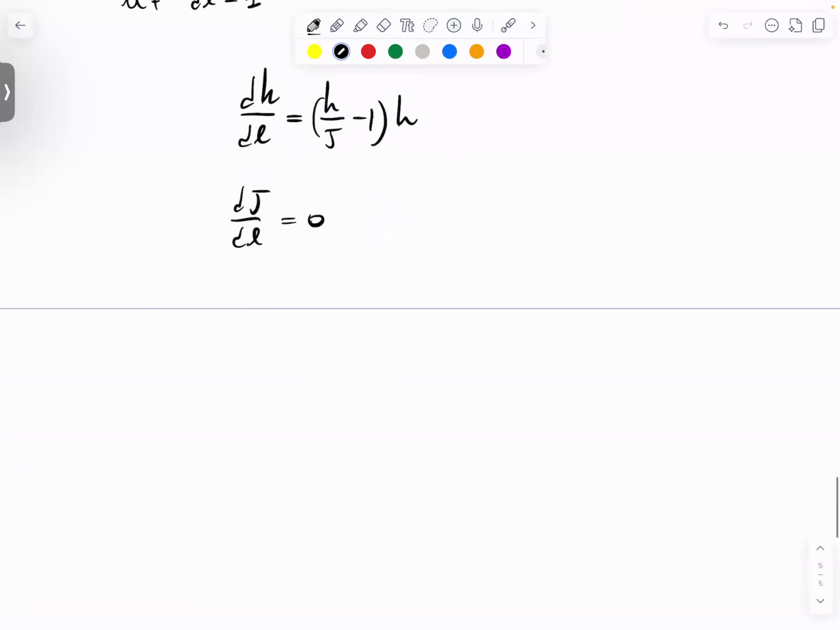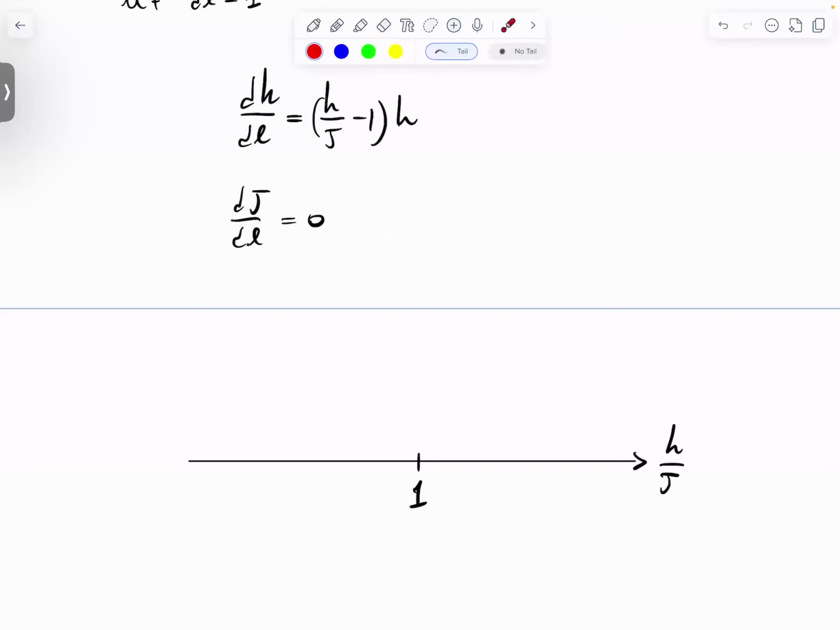Now let's plot what we have. Here we have H over J. Here we have the point 1. And the regime of validity that we're in is this regime. And we find that in this regime, the flow is towards an even smaller H.